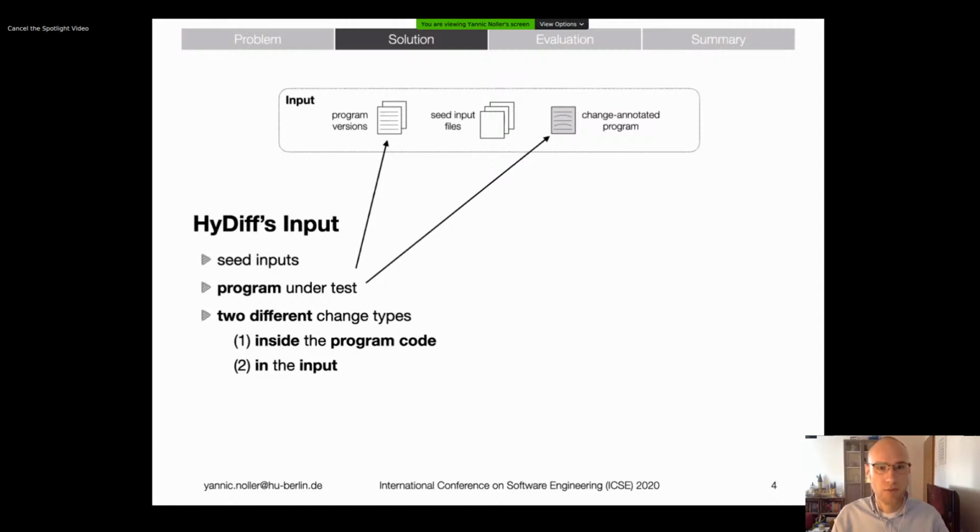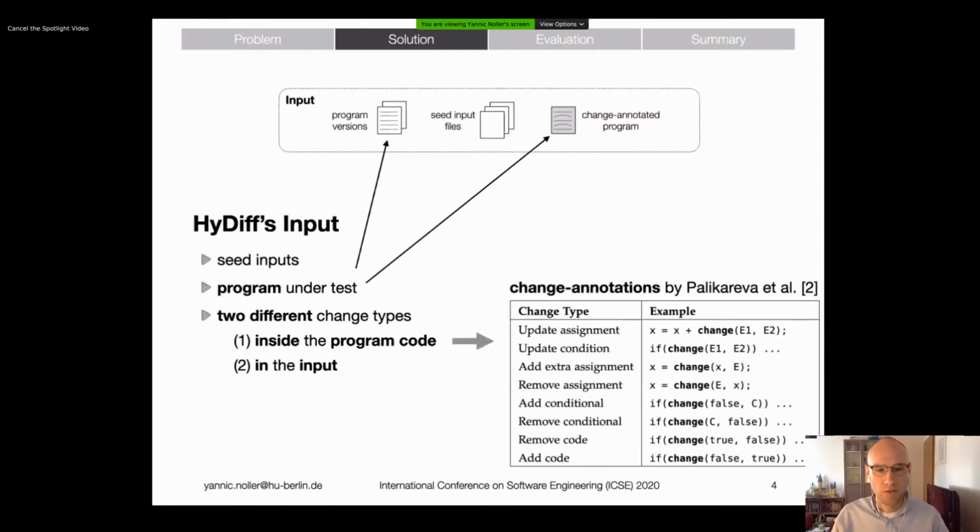And here we differ between two different change annotation types. So the first change type would happen in the program code. This is something which we need for regression testing. And here we adapt and extend the change annotations by Palikariba et al. We introduced these change annotations to unify two program versions into one program version to perform an efficient symbolic execution for regression testing. For example, if you have an updated assignment, you can represent this change by adding this change function call, where the first parameter represents the old expression and the second parameter represents the new expression.